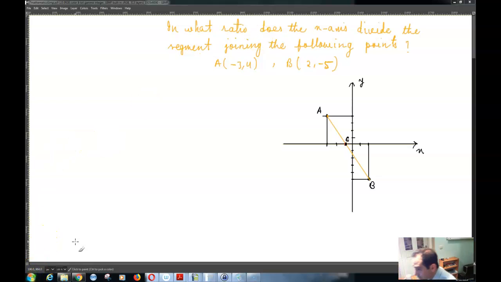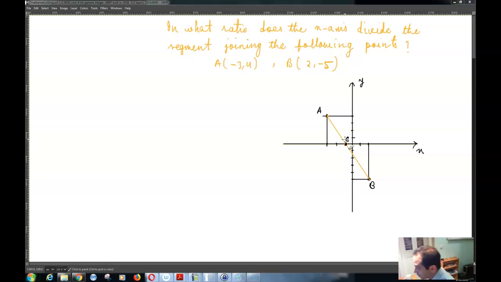Okay, so the question is basically in what ratio does the x-axis divide the segment joining the following points? So the points are -3, 4, which is this point over here, and 2, 5, which is this point over here. And if you draw the line segment, of course the line is going through the x-axis, and it will have some intercept on the x-axis. I've called the intercept C, for example.